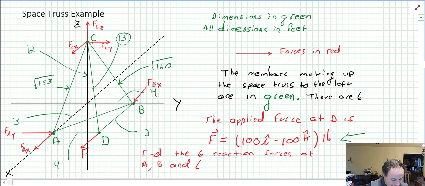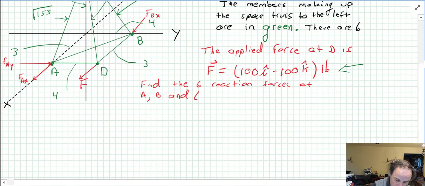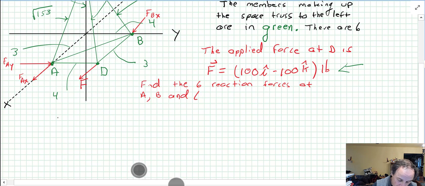All right, so first thing I'm going to do, and as always, there's multiple ways to attack these problems. Here's one of many possible solutions. So, sum of the moments about C is equal to 0. All right, so I'm going to use cross products.